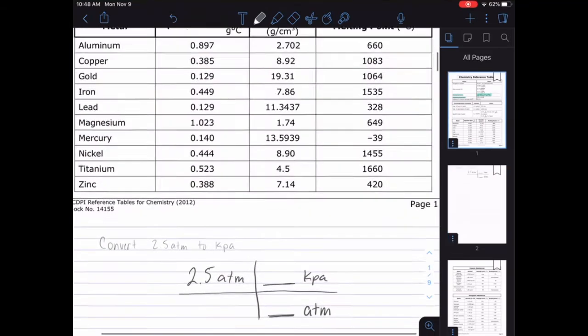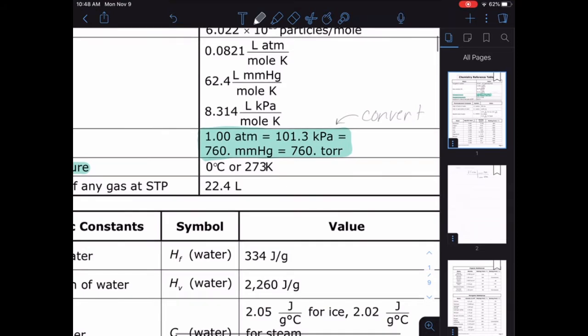So let's say we wanted to convert 2.5 atmospheres to kilopascals. So we're just going to set up a T-chart just like we normally would. And we're going to take our given and put it in the first spot. And just like any other time we're doing a T-chart, we want those units to cancel. So we're going to need atmospheres at the bottom, and the units we're converting to will go on the top. And that's when we're going to need to look at our reference packet and see what that conversion factor is for kilopascals to atmospheres.